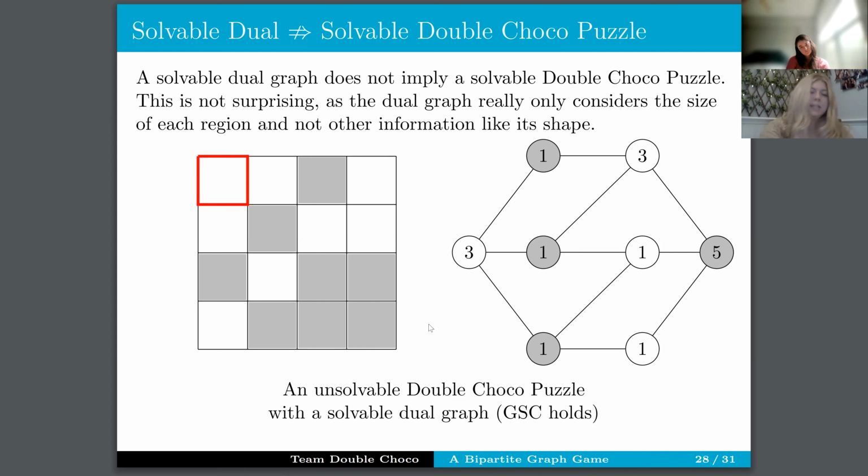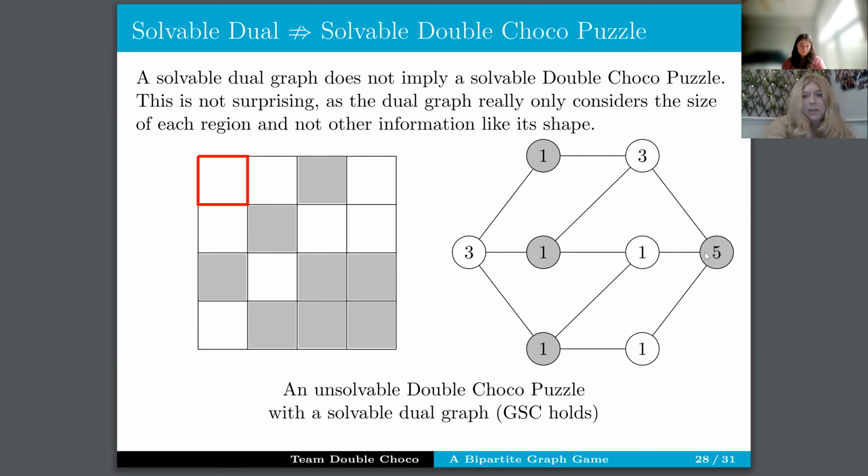So now we have seen that if you have a solvable double Choco board, it results in a solvable dual graph. If you have an unsolvable dual graph, it results in an unsolvable double Choco board. However, if you're given a dual graph that is solvable, you don't know if the double Choco board is going to be solvable or not. The reason for that is that the dual graph only takes into consideration the size of the regions and not the shapes or the distances between the cells.